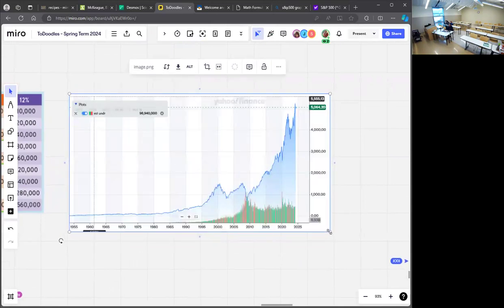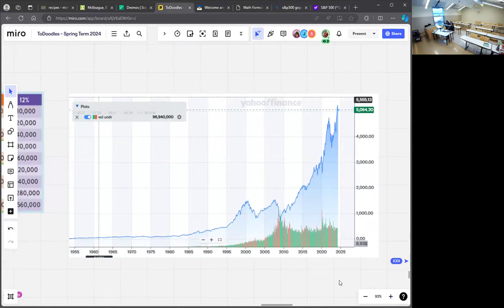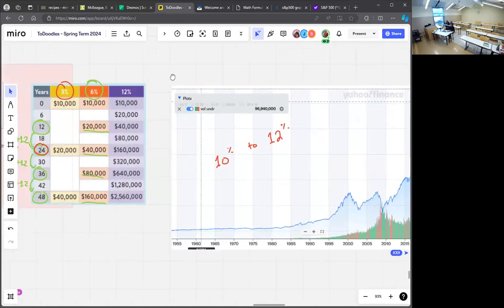So just the 1-minute summary of how investing works. Overall, the stock market gets bigger. And it gets bigger at a rate of about 10% to 12% per year, which is enough if you look at the 12% column to get lots of money and retire.